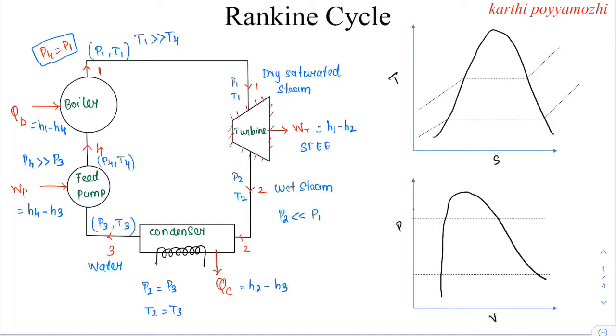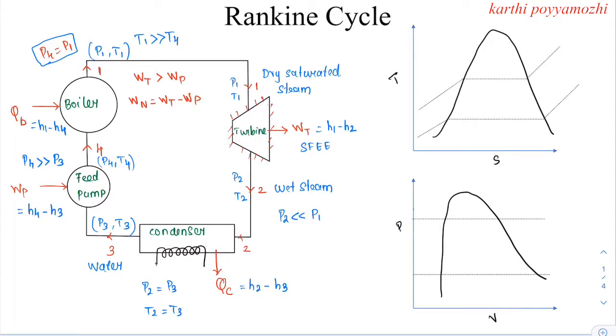From this you can say the work done by the turbine is greater than the work given to the feed pump, and from this W net will be equal to WT minus WP. That is, the work produced by the turbine is much greater than the work given to the feed pump. Therefore, at certain point this may be neglected.